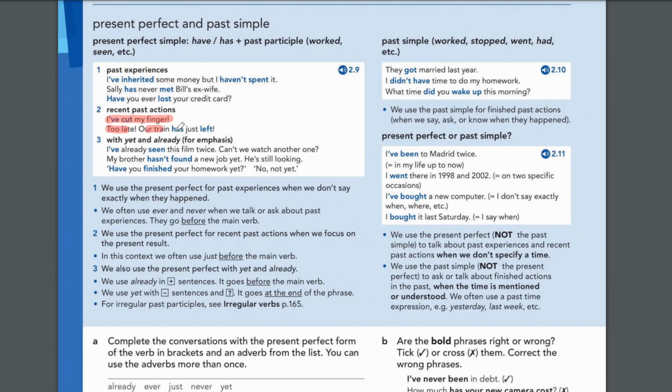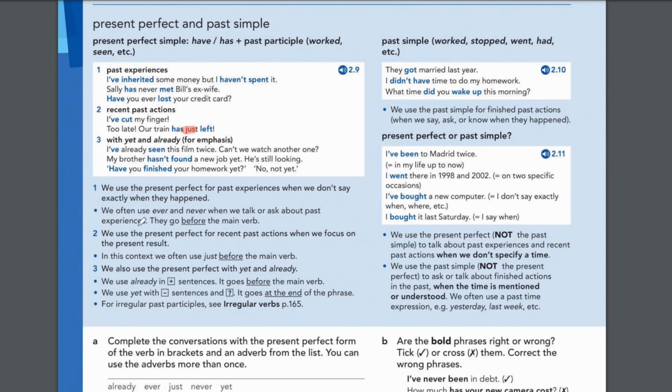Too late, our train has just left. Has just left. When I say has just left, maybe I can see the train going away from behind. I can see that the train is going. This is how I can understand. Look, has left. It recently happened, so we can have its recent present result. Okay, guys. In this context, we often use just before the main verb. We use just to say that something recently happened, and we can have the present effect of that action.